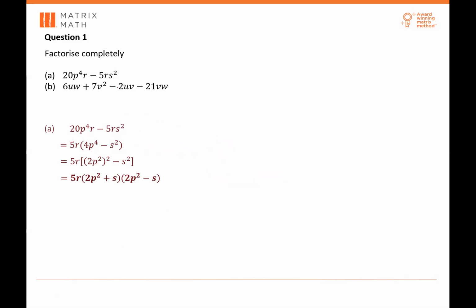Now for part B, factorize completely 6UW plus 7V squared minus 2UV minus 21VW. Okay, so over here, they shifted the 2UV to the first side of this equation. So they put 6UW minus 2UV together, and then minus 21VW plus 7V squared together.